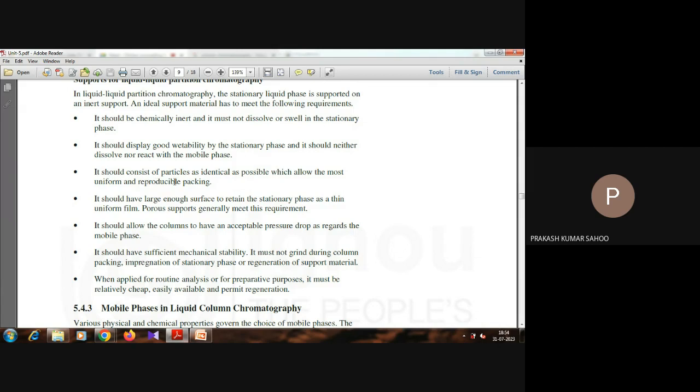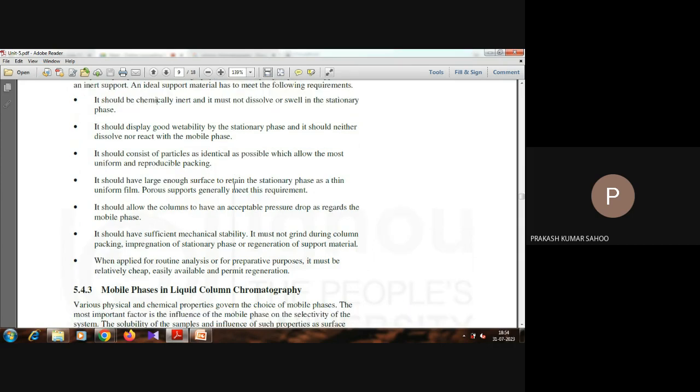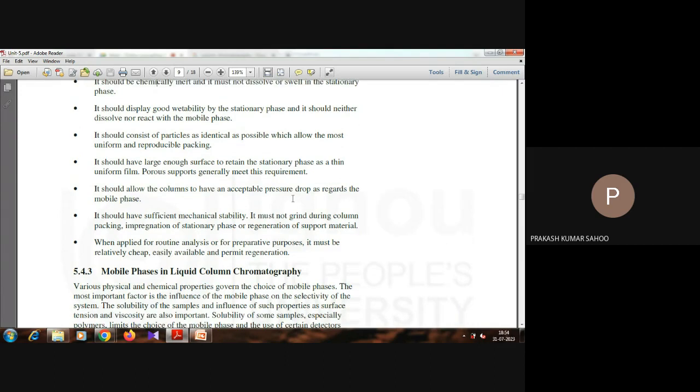It should consist of particles as identical as possible, which allow the most uniform and reproducible packaging. Then it should have a large enough surface to retain the stationary phase as a thin uniform film. Porous supports generally meet these requirements. It should allow the column to have an acceptable pressure drop with regard to the mobile phase.